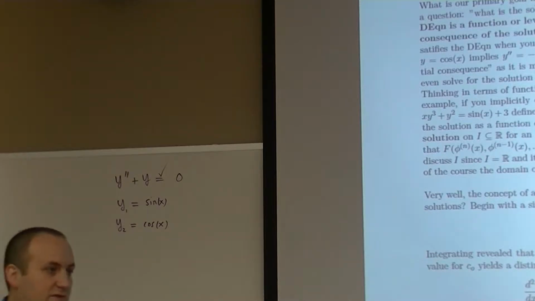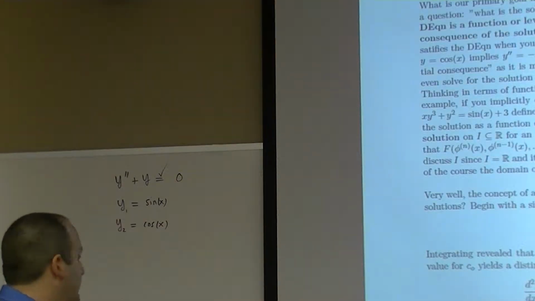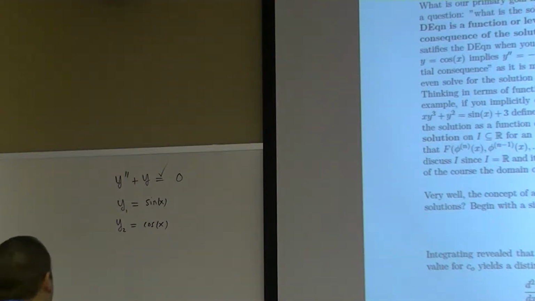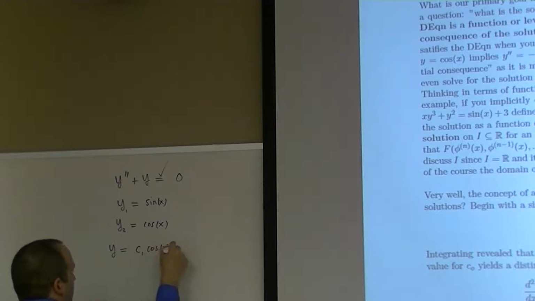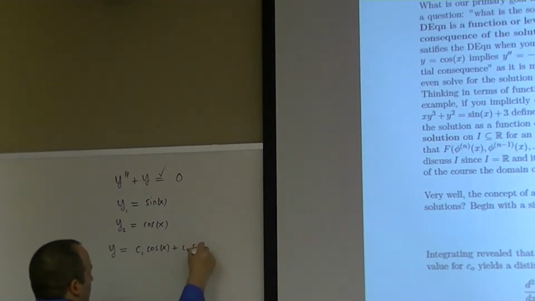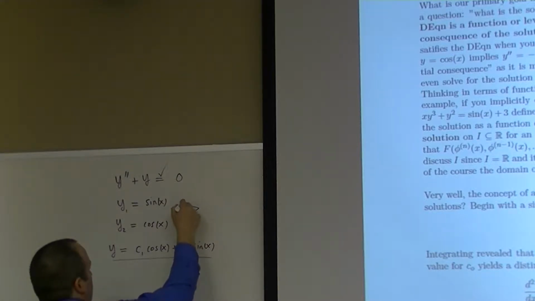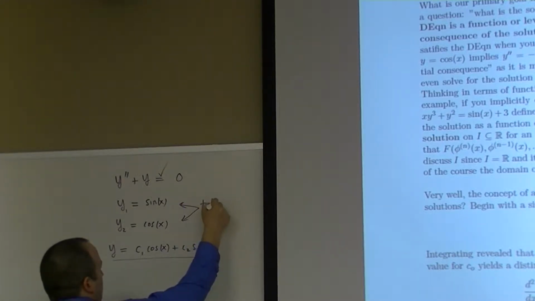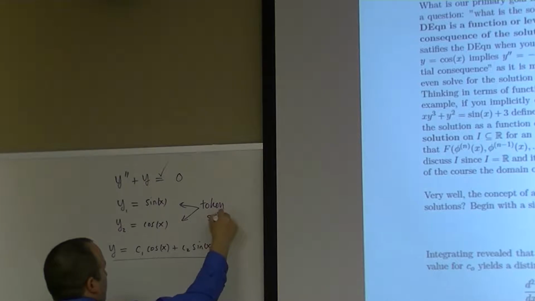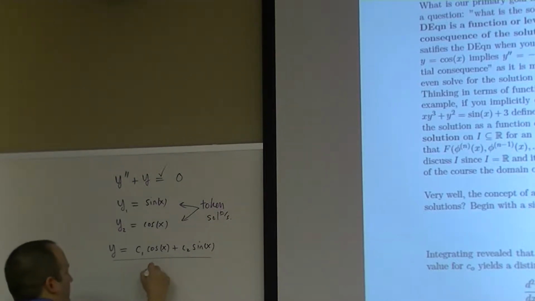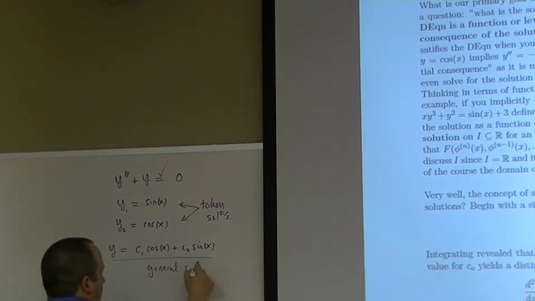That makes these solutions. Now, the general solution, it turns out, for reasons we'll discuss as we go on, for this differential equation is something like c1 cos x + c2 sin x. So these are, let's say, token solutions or specific solutions. This is the so-called general solution, which is, technically speaking, actually a family of solutions.